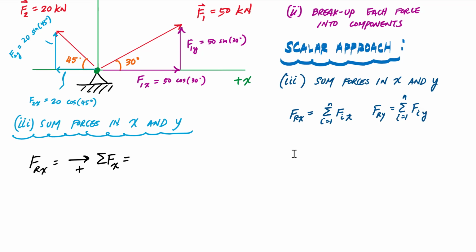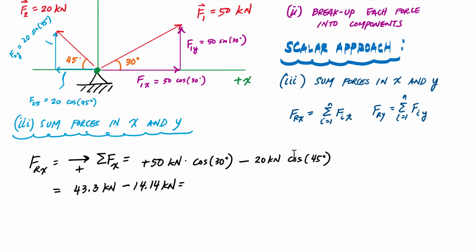This is going to be F1x pointing towards the right, so that's a positive 50 kilonewtons times cosine of 30 degrees. And then I've got F2x, which is pointing to the left, so that's going to be a negative 20 kilonewtons cosine of 45 degrees. When I sum those up, I'm going to get 29.16 kilonewtons, and that's my result for the x component of the resultant.